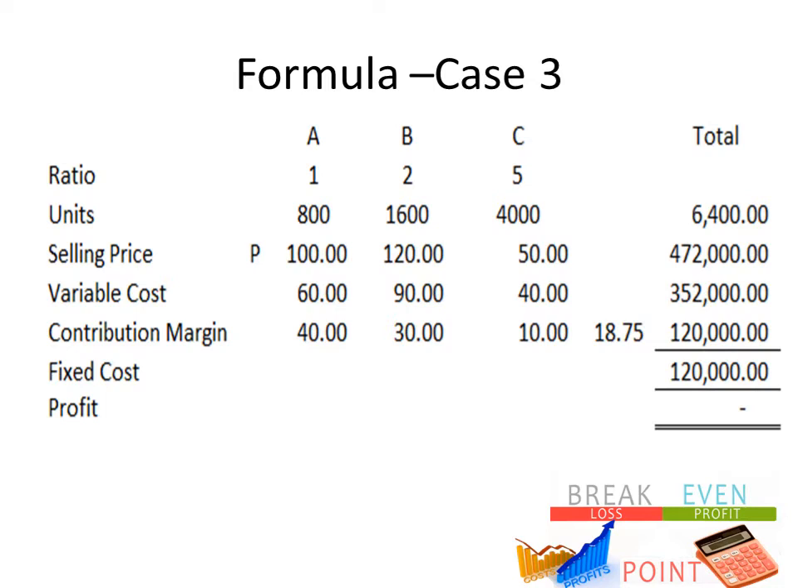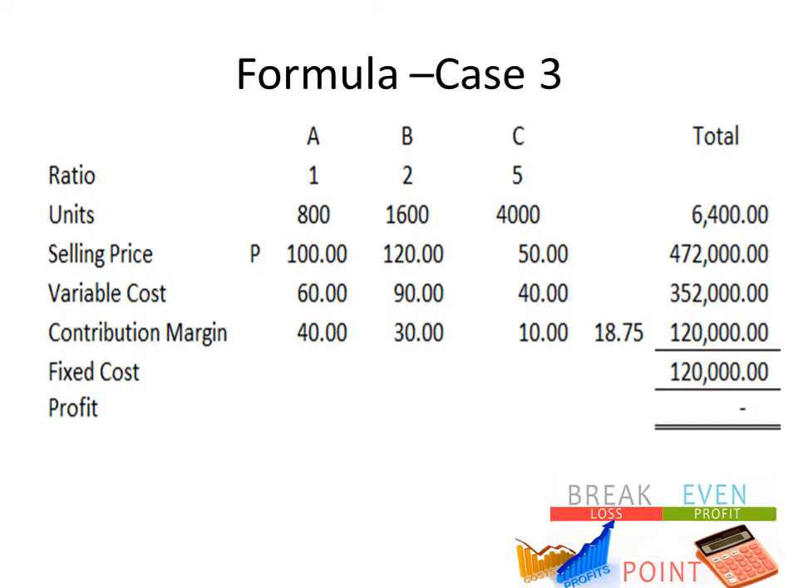So we have now to compute, we know that the fixed cost is 120,000 and we want to compute for our break even, so zero profit. So contribution margin and fixed cost should be equal, the same would be 120,000. Now we need to get the composite contribution margin, which is 18.75. How do we get this? We get this by multiplying the contribution margin of each product by its ratio.